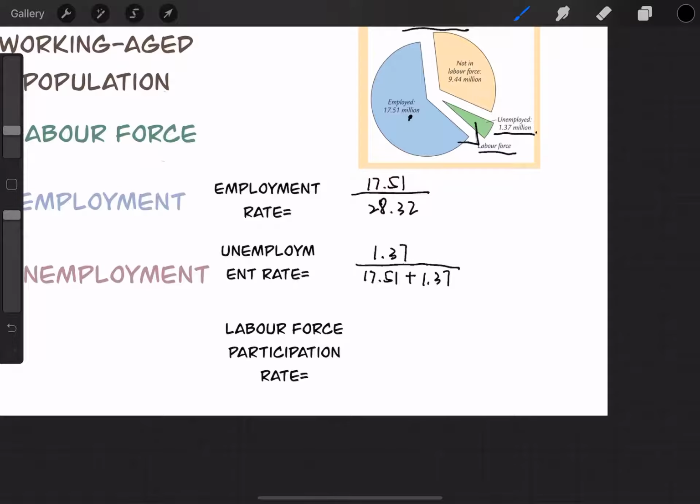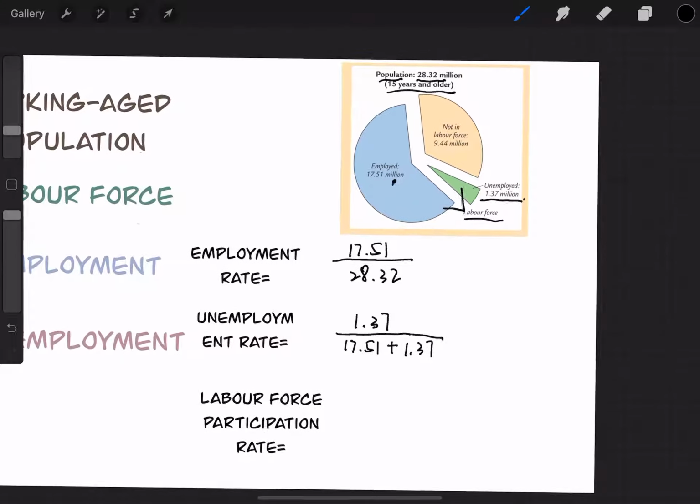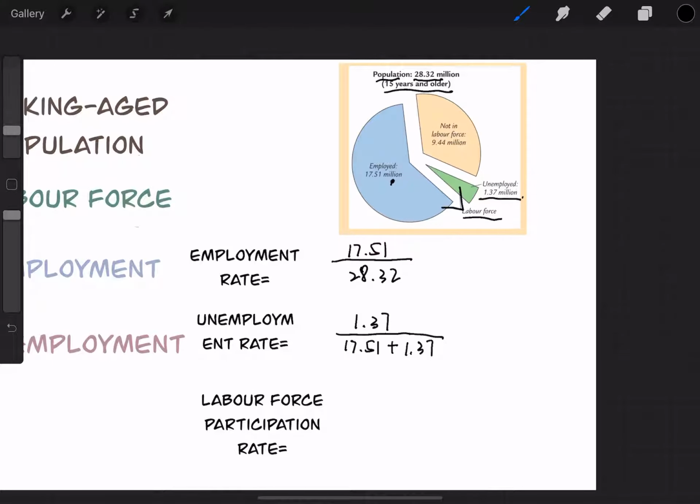And the labor force participation rate is labor force, employed 13.41 and unemployed 1.37, divided by working age population, so it's 28.32.